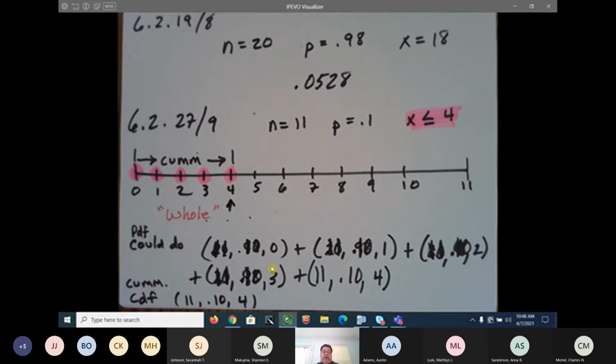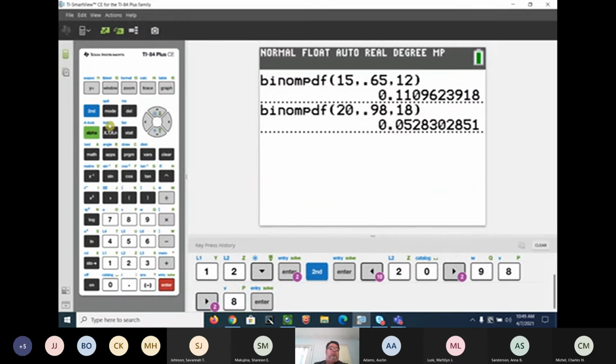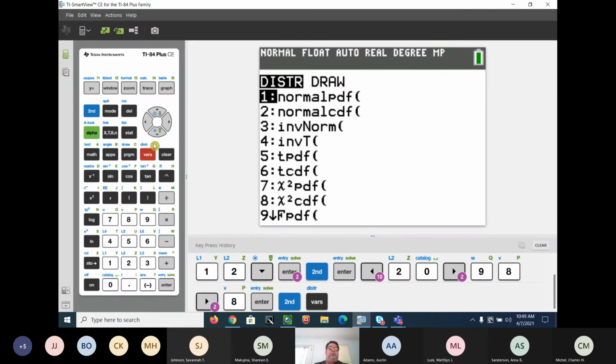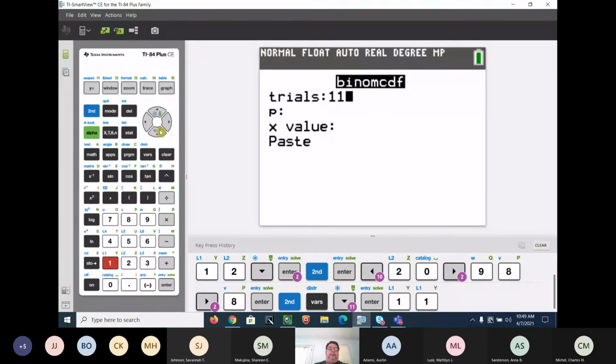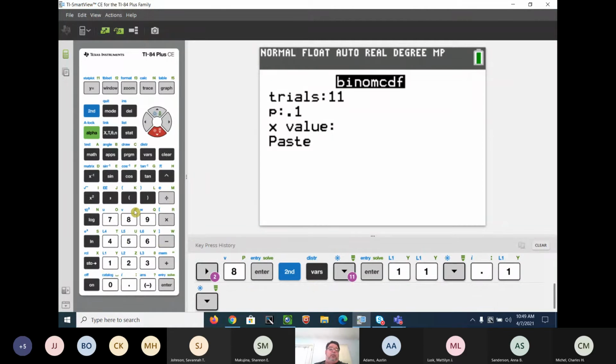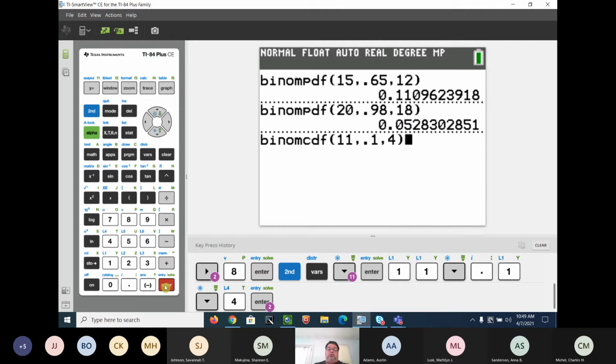So let's take our handy dandy calculator and do that. Second, VARS, binomial CDF, 11, 0.1, and 4. Because it does have an equal sign, it has less than or equal to. And that's what yours will look like if you have an older calculator. 0.9972.